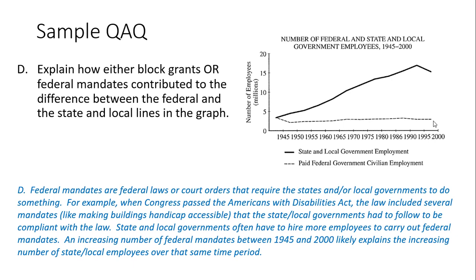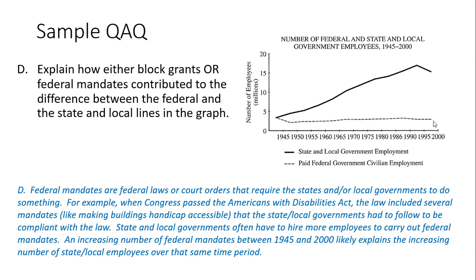Federal mandates are federal laws or court orders that require states and local governments to do something. It's the federal government telling the states, you got to do this. Always helps to give an example. For example, when Congress passed the ADA, the law included several mandates, like making buildings handicap accessible, that state and local governments had to follow to be compliant. So I've chosen federal mandates of the two. I've defined it. I've given an example. All of that sets me up nicely for now explaining how that would explain the graph.